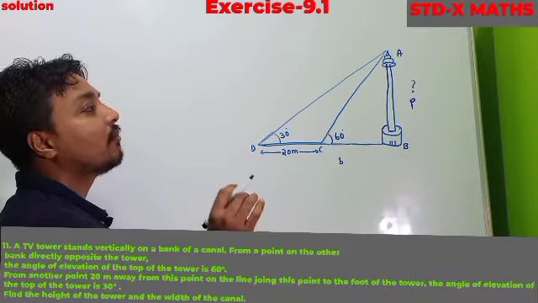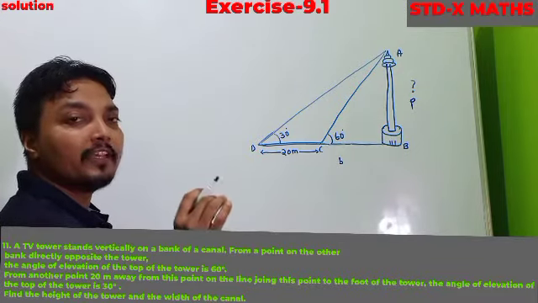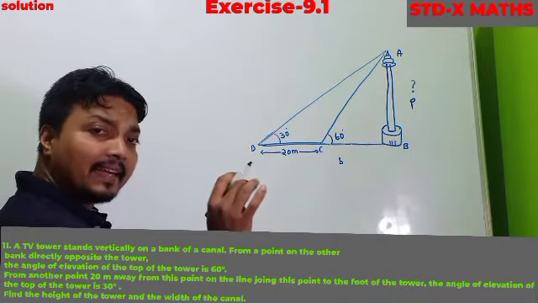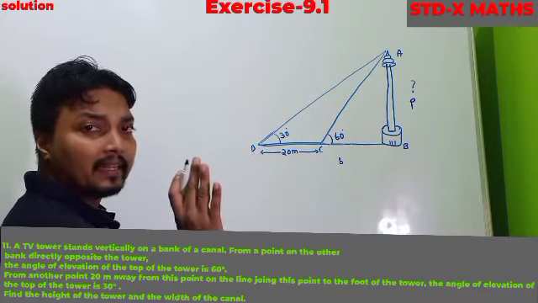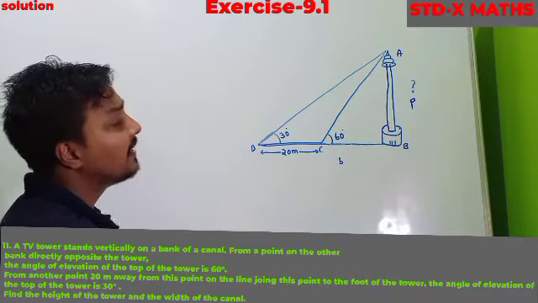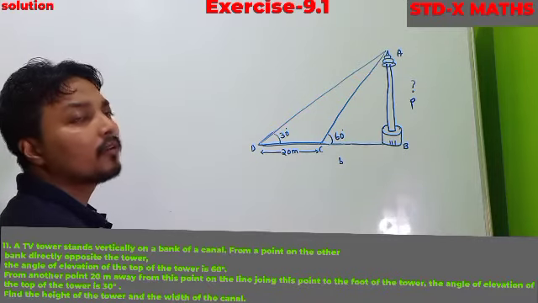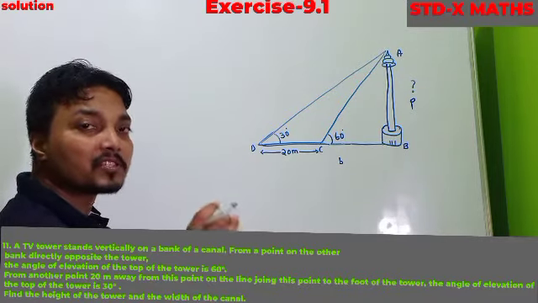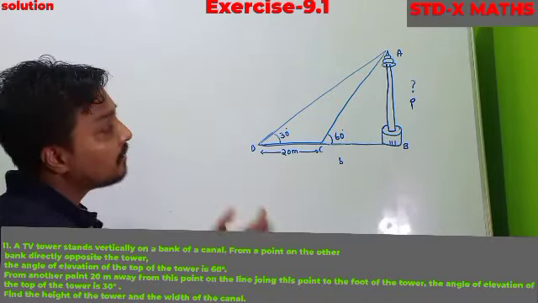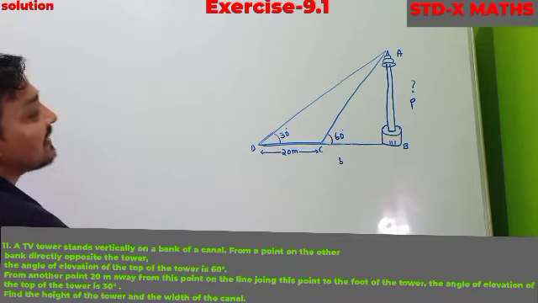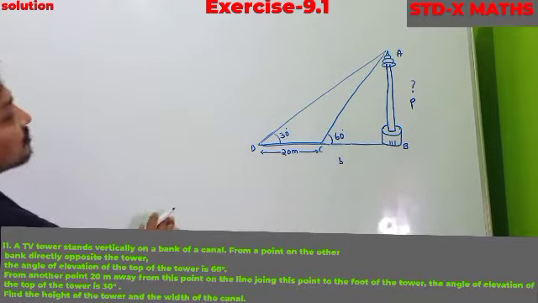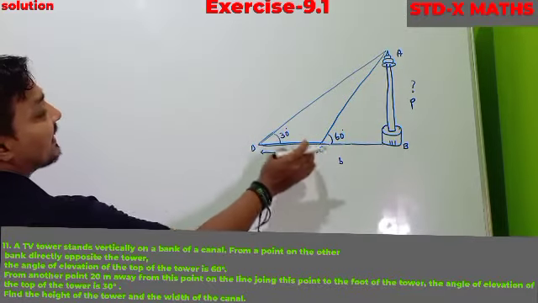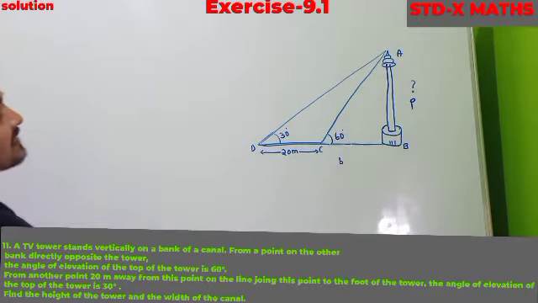So the trigonometric ratio to be used is the one related to PB. PB-related trigonometric ratio means 100% tan, otherwise cot, but here I am using tan. For the smaller triangle I use tan 30, and for the larger triangle I use tan 60.